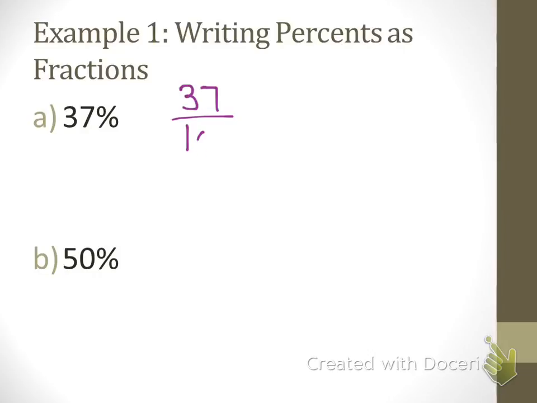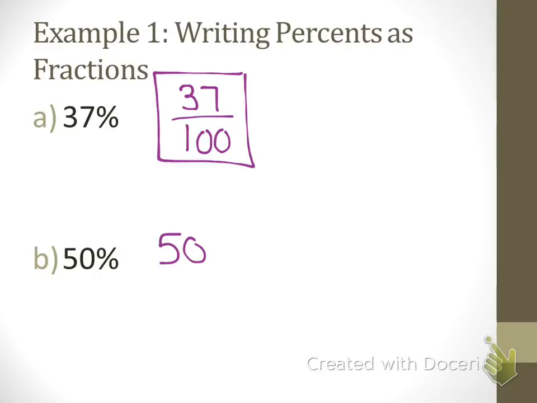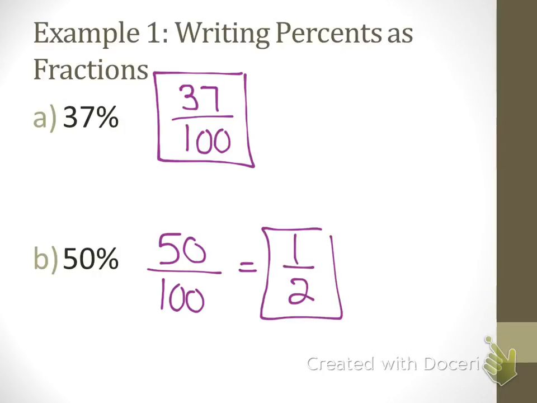37 over 100. And then I ask myself if I can reduce. Can I reduce 37 over 100? No, so that's my final answer. All right, go ahead and do B. Okay, so how would I write 50% as a fraction? 50 over 100, which is 1/2. So I just reduce it to 1/2. All right, that's the first section of your homework tonight, just to write the percent as a fraction in simplest form.